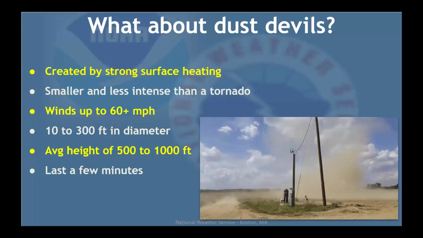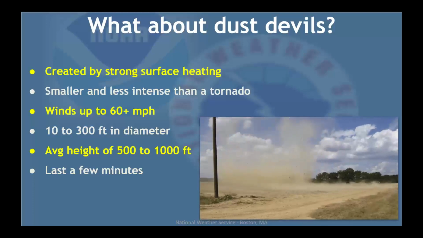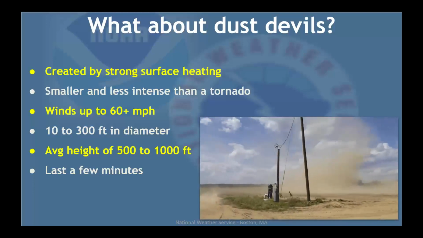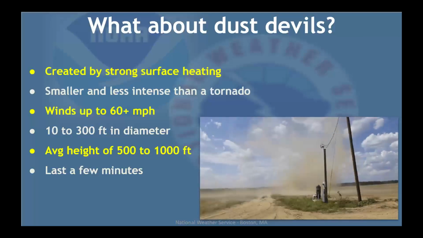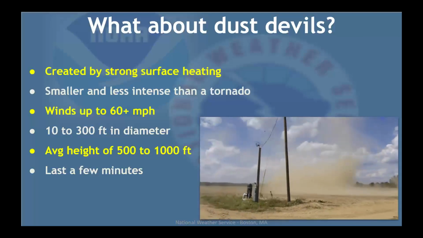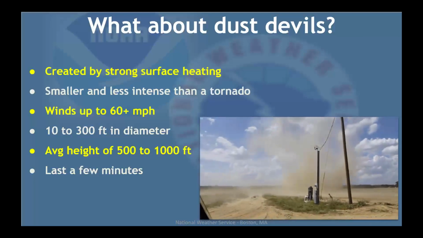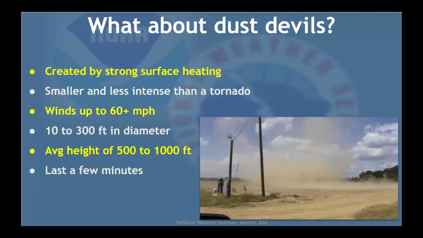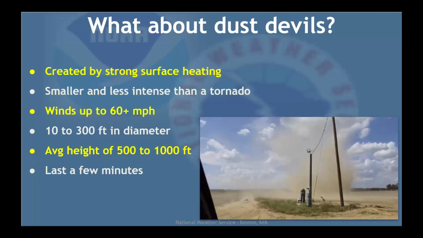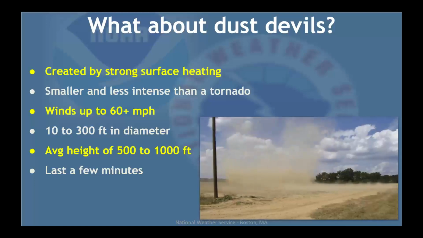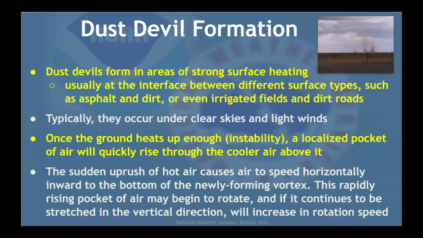So these are caused by strong surface heating, and so they're smaller and less intense than a tornado, but they can have winds up to 60 miles per hour or more. They're often not dangerous, but they can do some damage to small structures, and they could loft debris that could hurt you. As far as their size, they're typically 10 to 300 feet in diameter, the average height is about 500 to 1,000 feet, and they typically last only a few minutes.